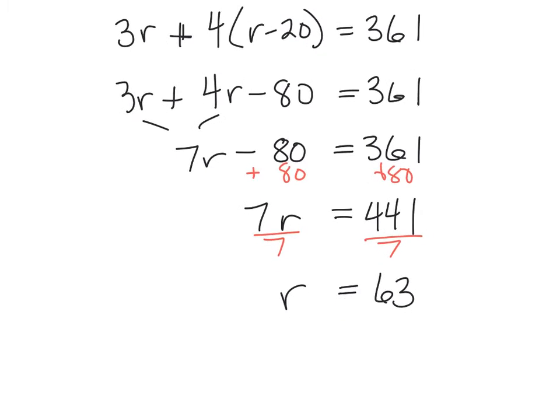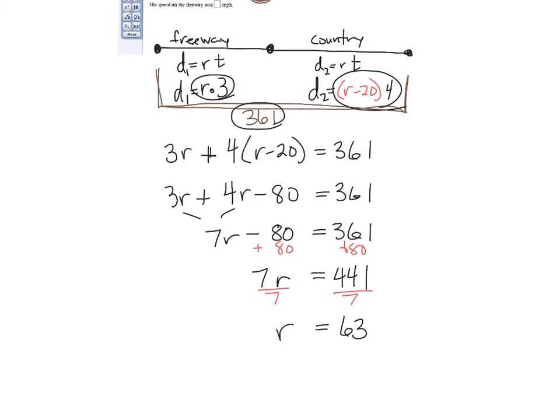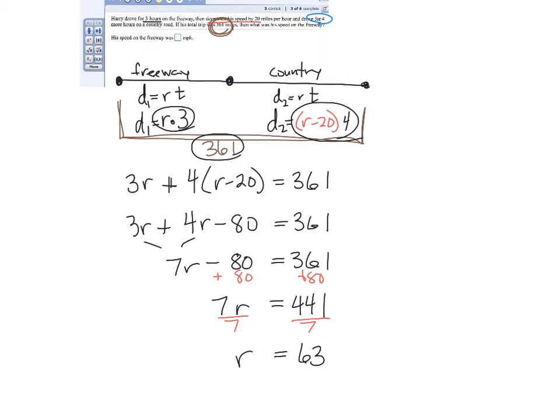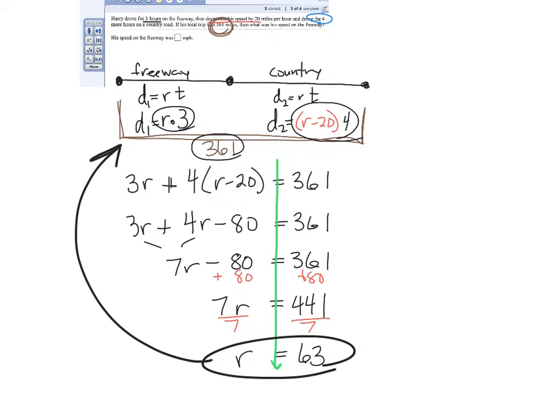So I'm going to zoom out a little bit. I want to show the key steps here. What are the key steps? First, I tried to draw a picture. It's not a fancy picture, it just helps me organize my thinking. And using that picture, I was able to write my equation, and then I did everything in a nice neat way, kept the equal signs all in a line. And so R equals 63. Well, what was R? R was his freeway speed. So what was his freeway speed?